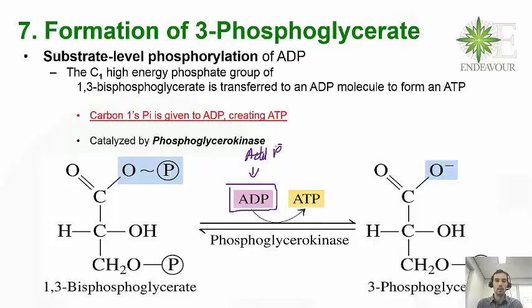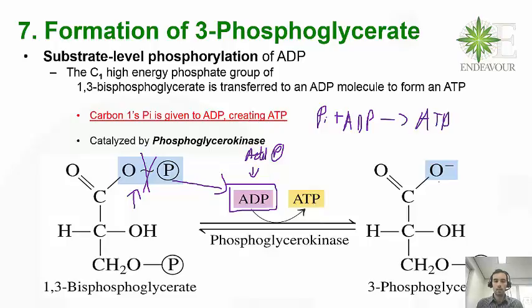So we need the ADP to add our phosphate onto. It's going to accept the phosphate and become ATP. So we cleave off one of the phosphates from the bisphosphoglycerate, and that actually occurs at the carbon 1 position, the one that is shown here in blue. So it's actually the phosphoglycerokinase that will clip this phosphate off, and it will pass it on to ADP. So by adding our phosphate to the ADP, we're able to create an ATP.